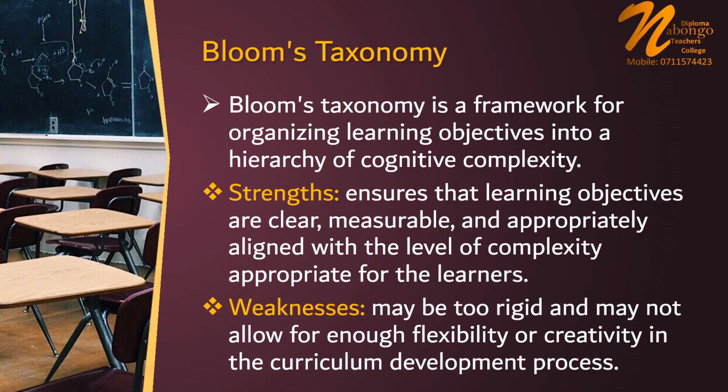Bloom's taxonomy. Bloom's taxonomy is a framework for organizing learning objectives into a hierarchy of cognitive levels. The taxonomy includes 6 levels of cognitive complexity: remember, understand, apply, analyze, evaluate, and create. The taxonomy can be used to ensure that learning objectives are clear, measurable, and appropriately aligned with the level of complexity appropriate for the learners.